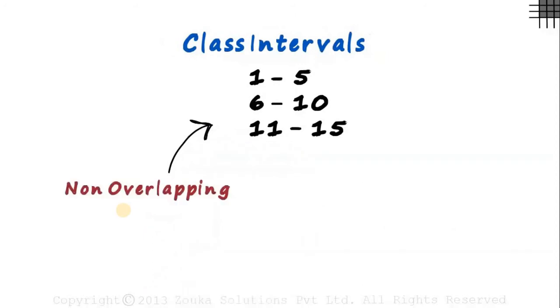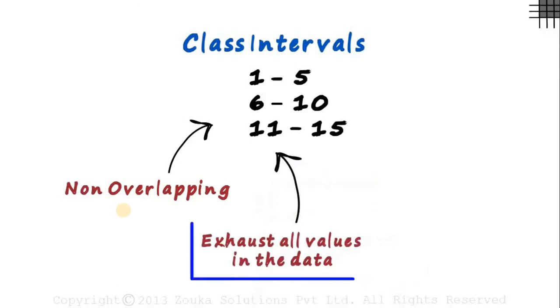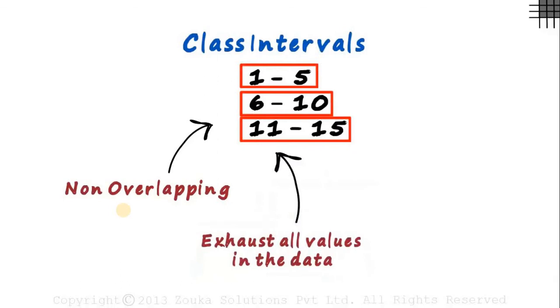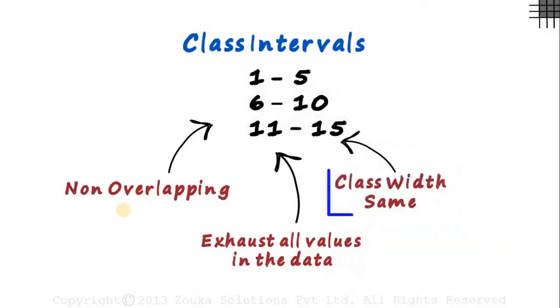The class intervals should be non-overlapping. It means that the same number cannot be present in 2 or more groups. One number should belong to just one group or one class. All groups should exhaust all the values in the data. These 3 groups are enough to cover all marks from 1 to 15. But if we have someone close to 15, those 3 groups will not be enough, so we can add more.